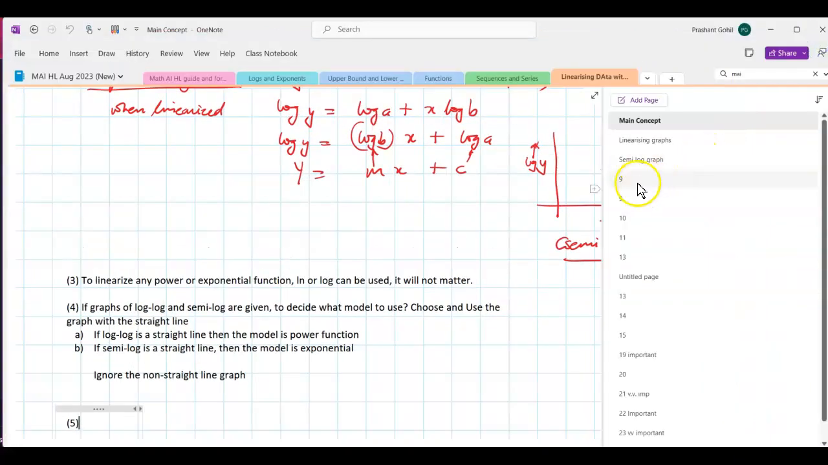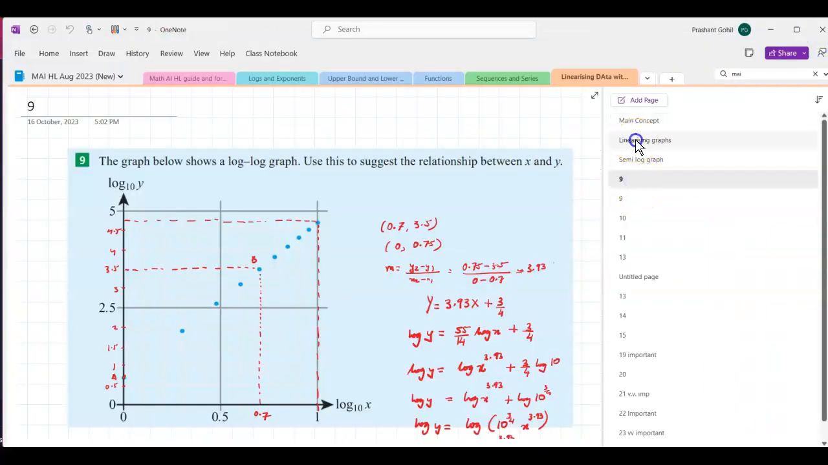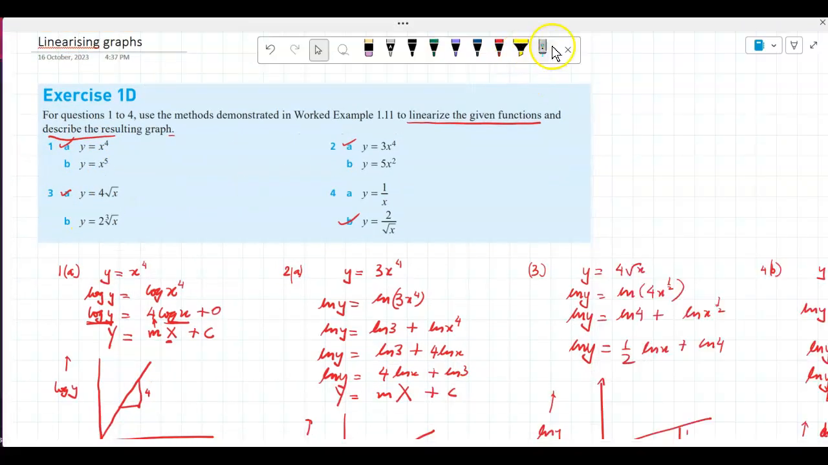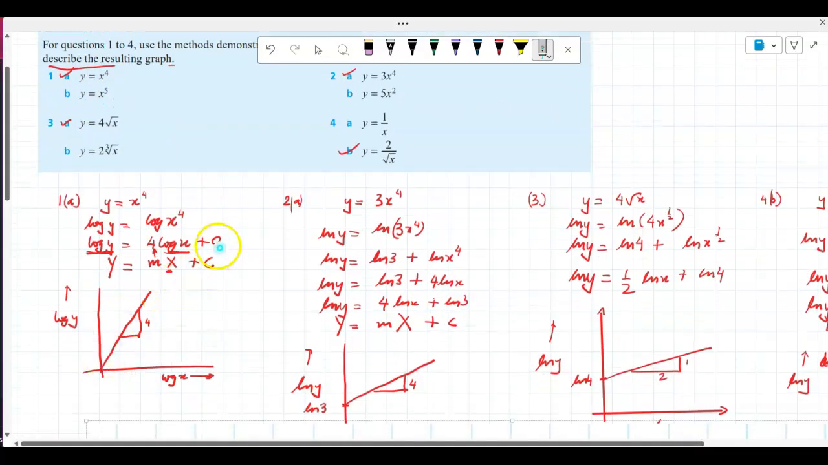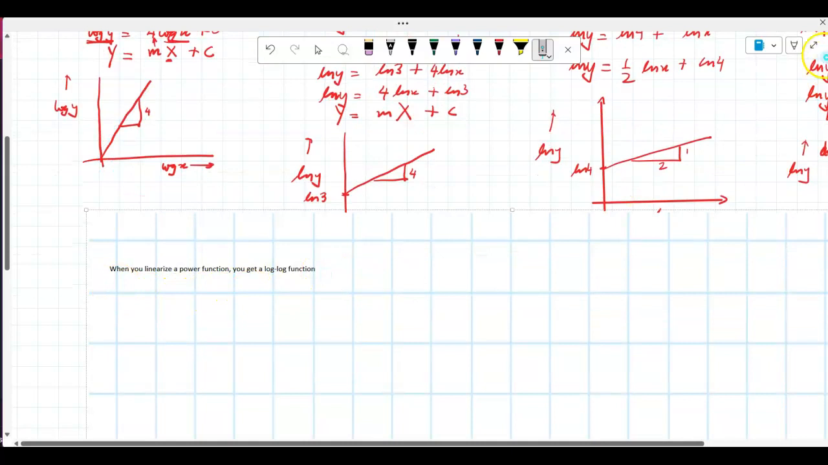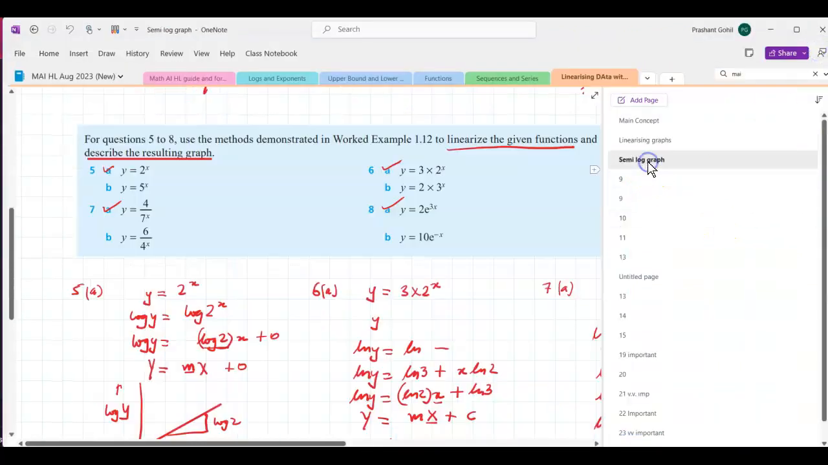That comes later. So now it begins with linearizing. Here you simply take log on both the sides. In each of the sums you take log on both the sides. Y is equal to mx plus c, and it is a straight line, and since the y-intercept is 0, it is a straight line passing through the origin. So when you linearize, you'll get a log graph for a power function. Your exponential will give you what? Whenever x is in the power, you'll always get a semi-log graph.